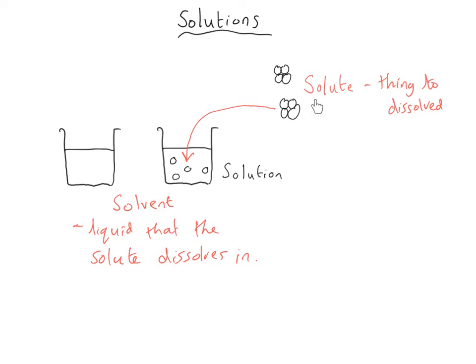So the solute is the thing that is going to dissolve, the solvent is the liquid that the solute dissolves in, and the solution is what you're left with once the solute has dissolved in the solvent. And so really common examples of these types of solution, we get salt water, so the salt has got sodium chloride, salt dissolved in water.